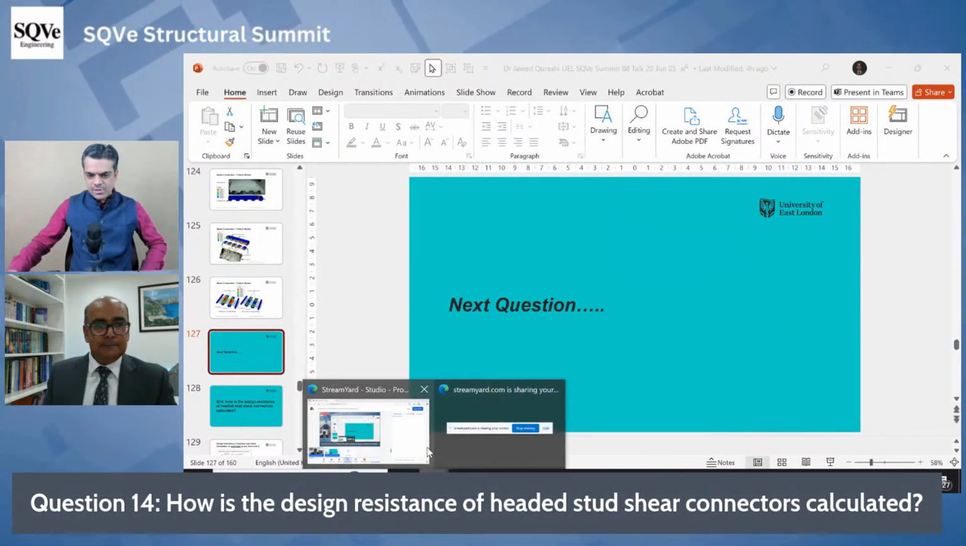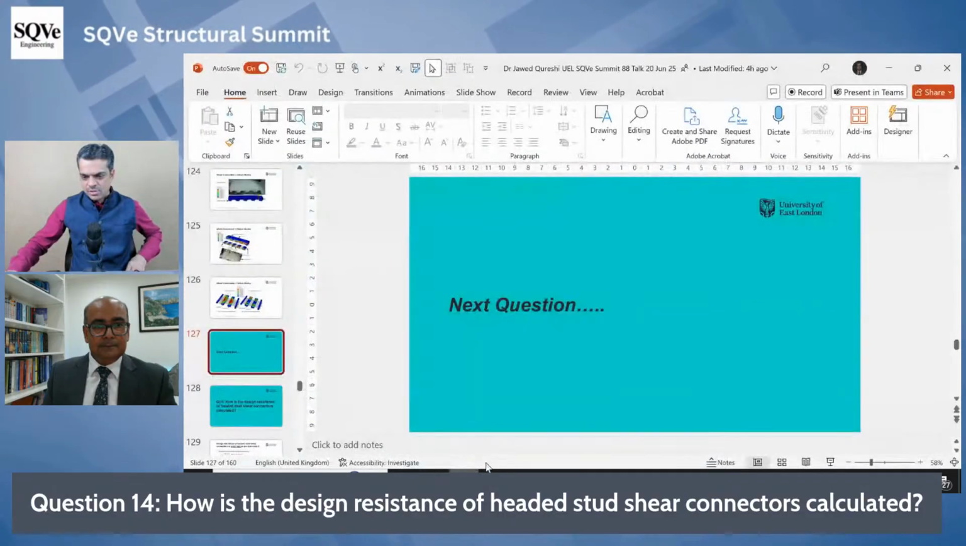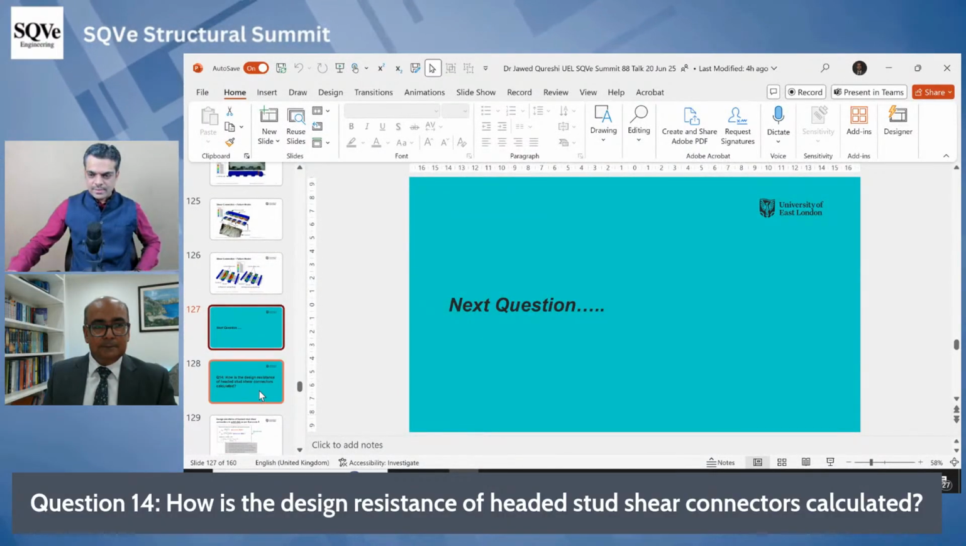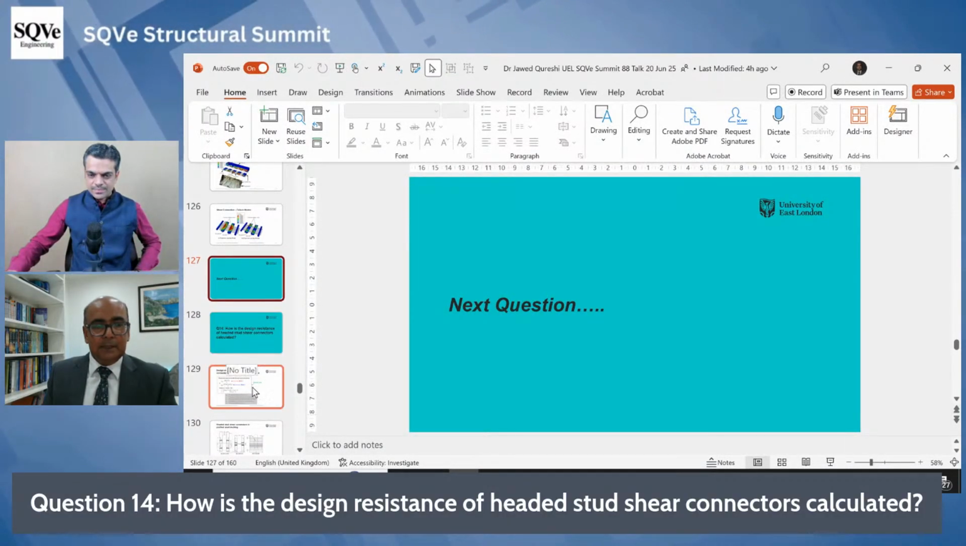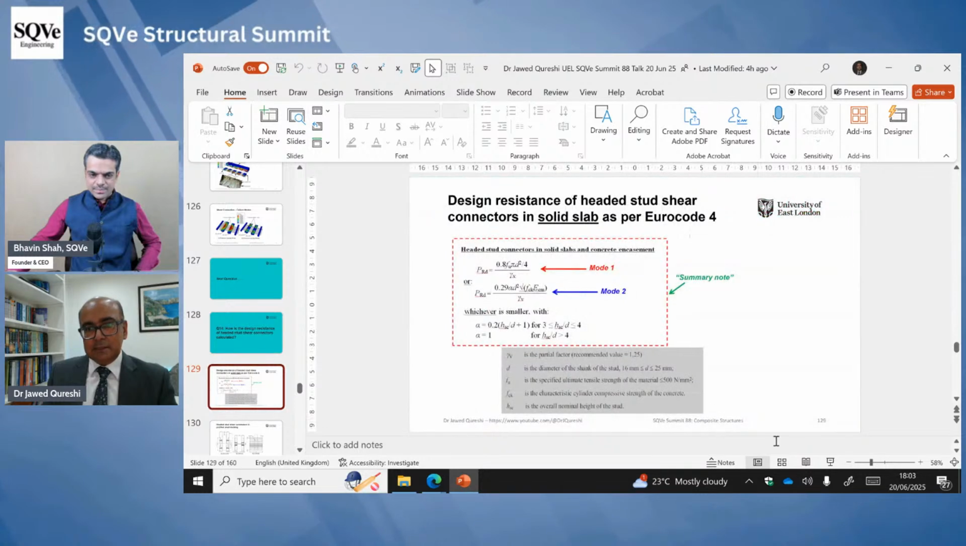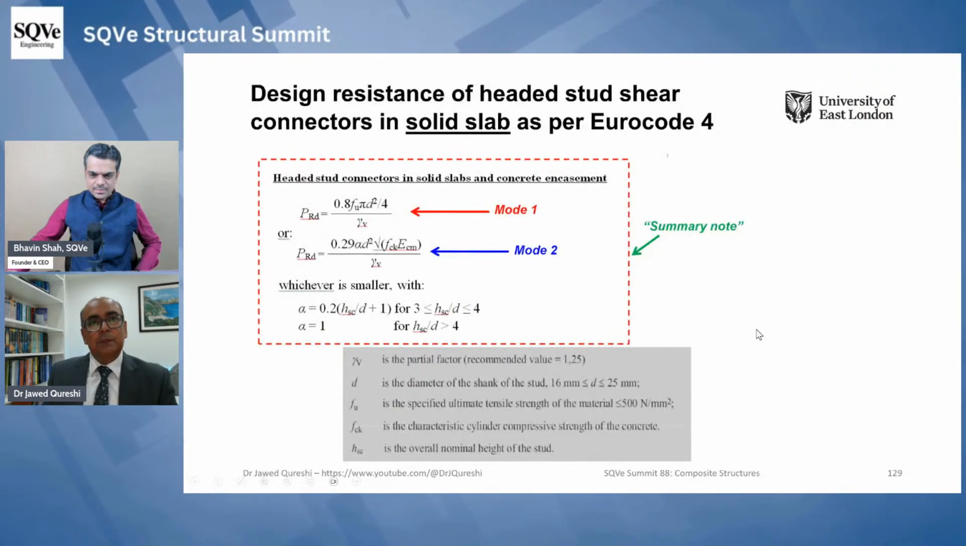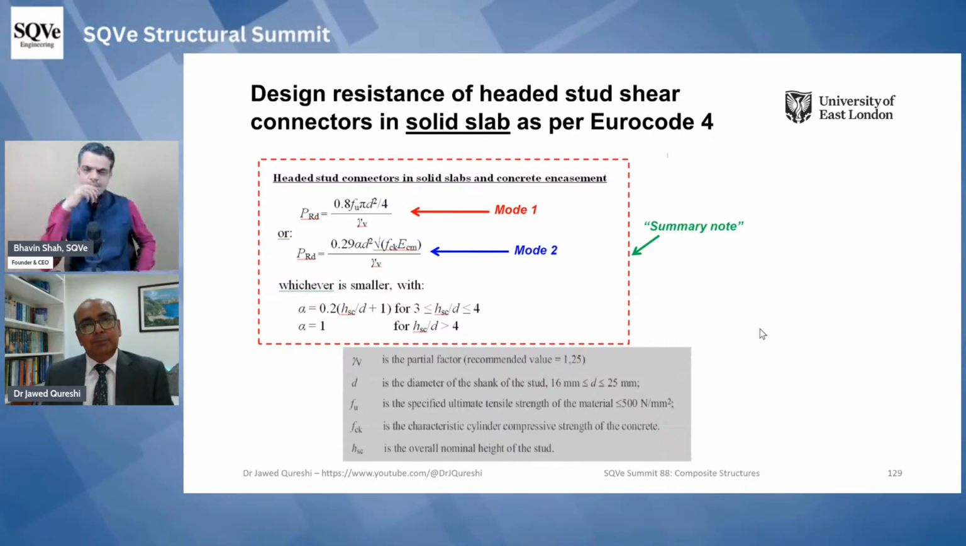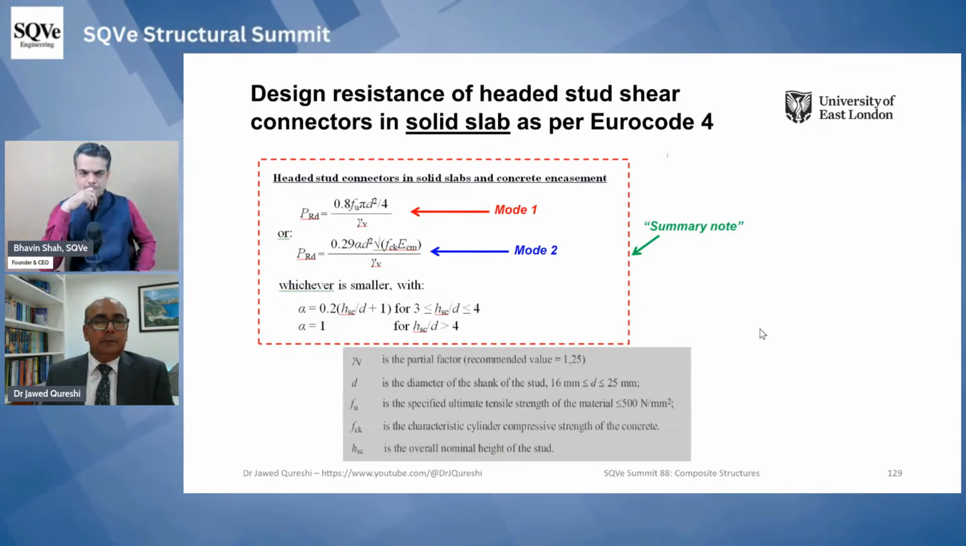How is the design resistance of headed stud shear connectors calculated? Okay. How do we work out design shear studs? First we work out design shear stud resistance as per Eurocode 4, and most design codes have the same approach.